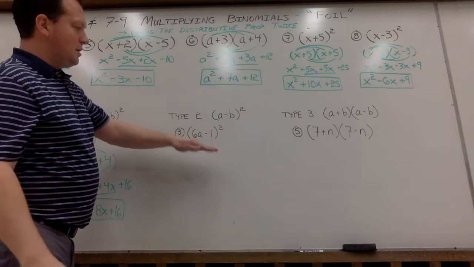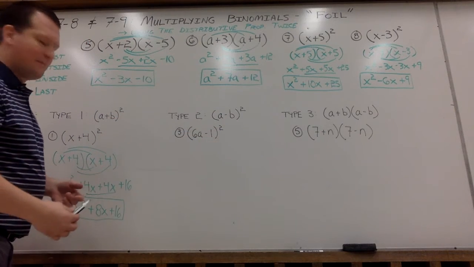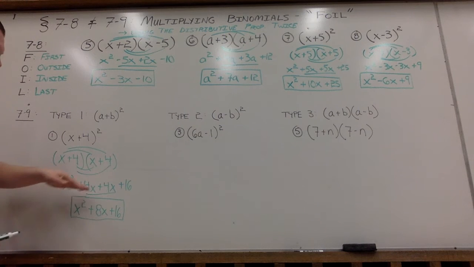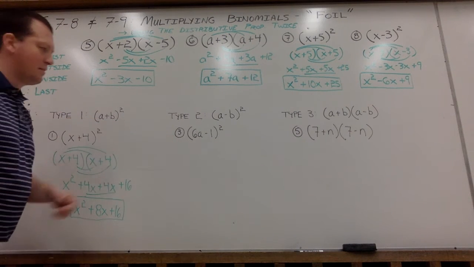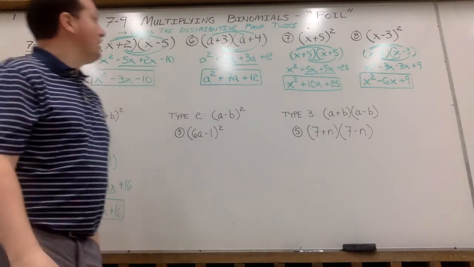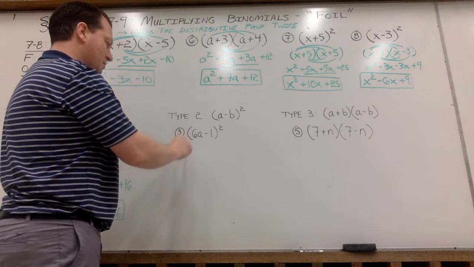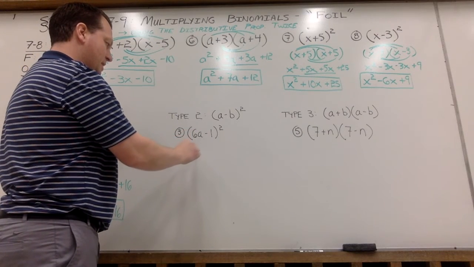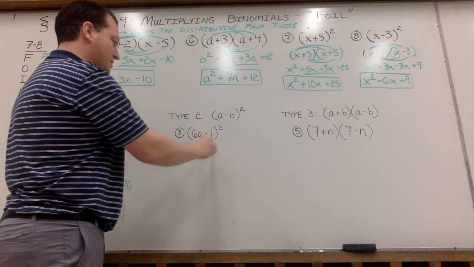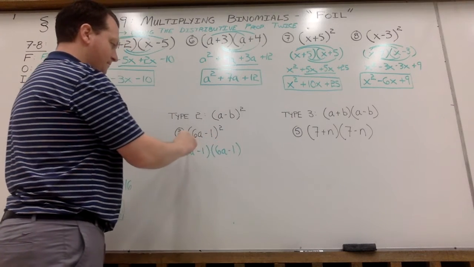Type 2, just to reiterate, I don't need to go through all examples. I think you can hopefully follow that. So we'll just go from example 1 on the 7.9 notes to example 3. This follows example 8 from the 7.8 notes. Again, if I'm going to square something, multiply it by itself, write it out twice. 6a minus 1 times 6a minus 1.